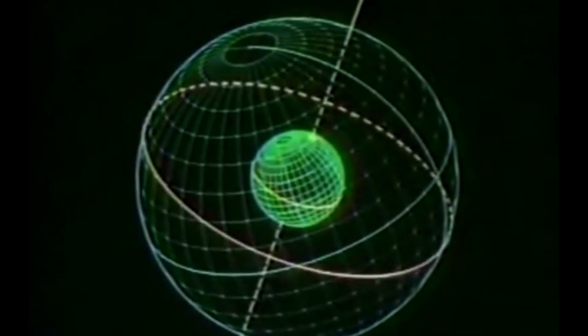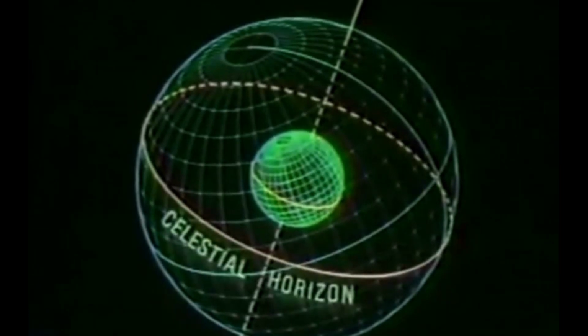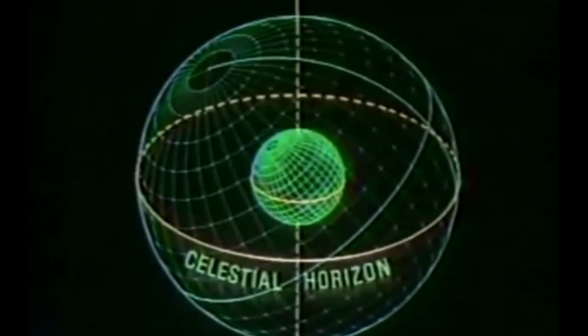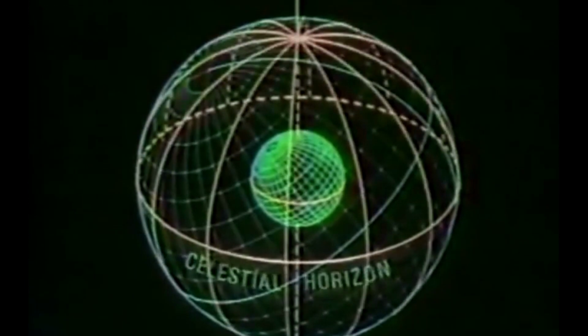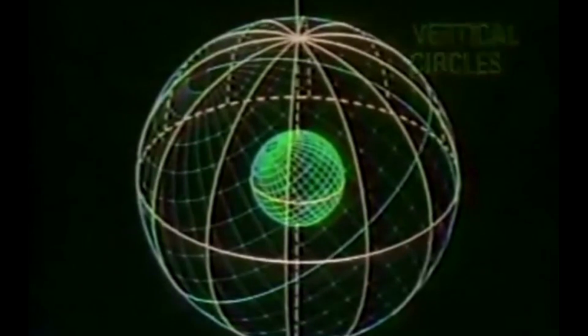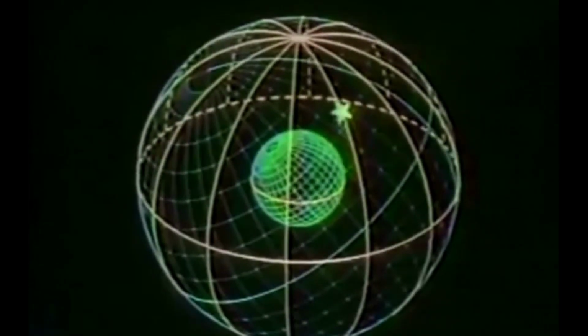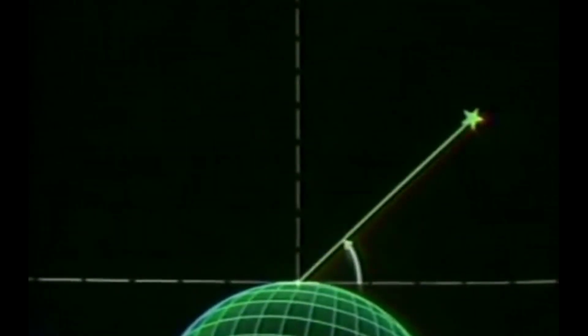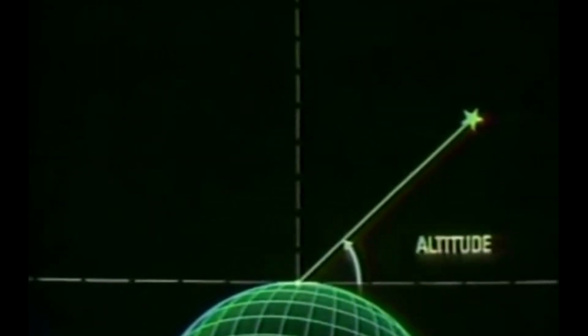A great circle plane perpendicular to the zenith-nadir axis is called the celestial horizon. In effect, we are creating a new reference system with your position at the center. Great circles containing the zenith-nadir axis are called vertical circles. Now we must determine where the celestial body is on the vertical circle. The measured angle of a celestial body from the celestial horizon is called altitude. It is indicated by the letter H.